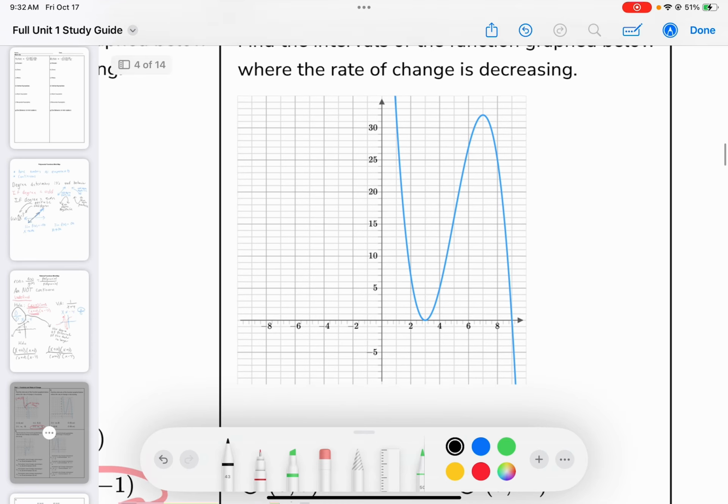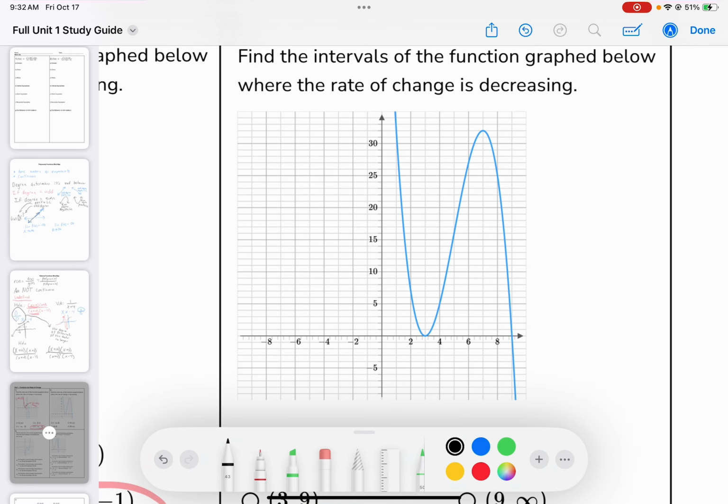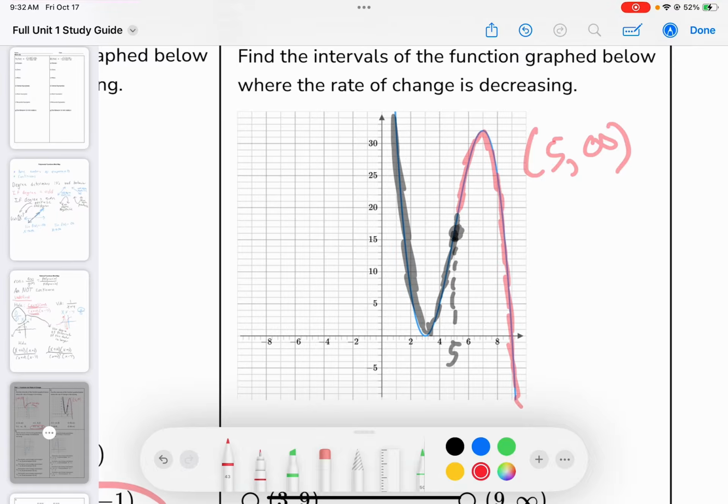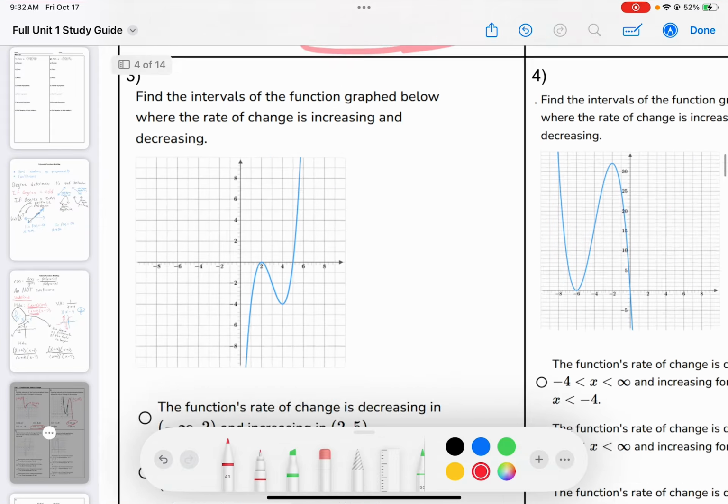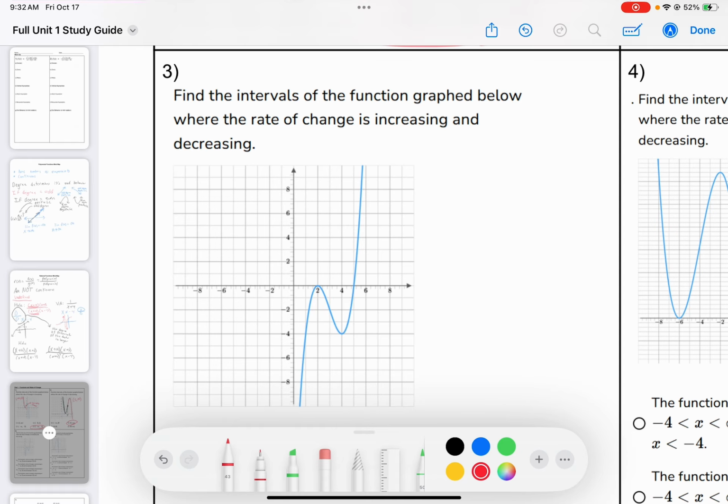Find the intervals of the function graph below where the rate of change is decreasing. Well, decreasing means that it's concave down. Looks like here, this is clearly concave up, right? Concave up, concave up, concave up. And I don't know, somewhere around here, maybe at 5, we hit a point of inflection. And it looks like we turn to concave down, and we stay concave down forever. Down looks like a frown, so I'm looking for some interval that seems like 5 to infinity, and there it is.